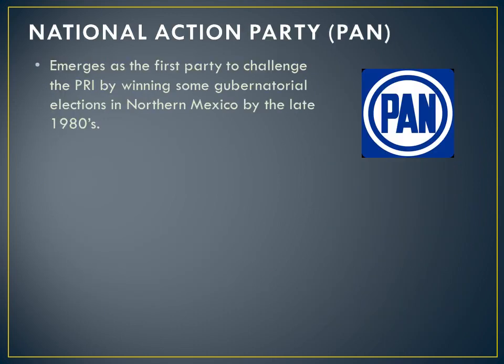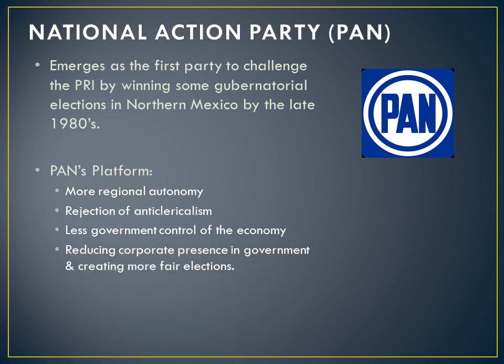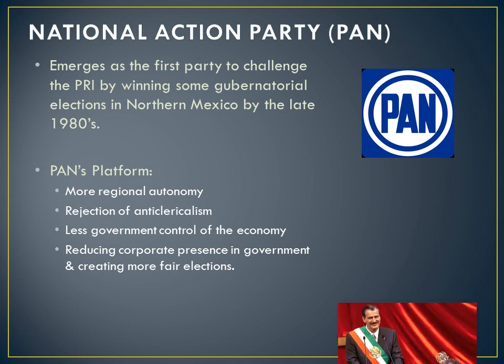With the economy crumbling and elections becoming more competitive in the late 1980s and early 1990s, the National Action Party, or PAN, emerged as the biggest challenge to the PRI. It started by winning several gubernatorial elections in some northern Mexican states. The PAN's platform includes more regional power, along with the rejection of the anti-clerical policies of the PRI. They also believe in opening and liberalizing the economy more with less government regulations and control, and reducing corporate presence in government by creating more balanced and fair elections.